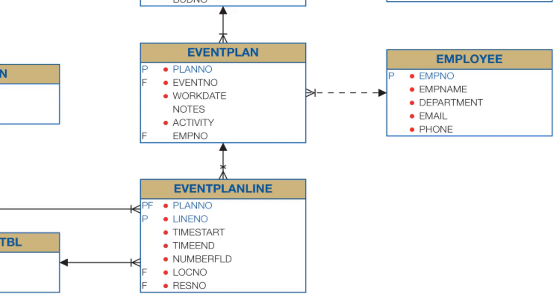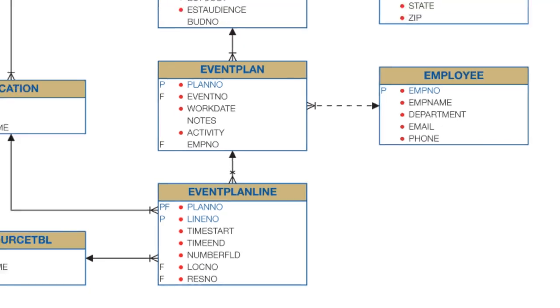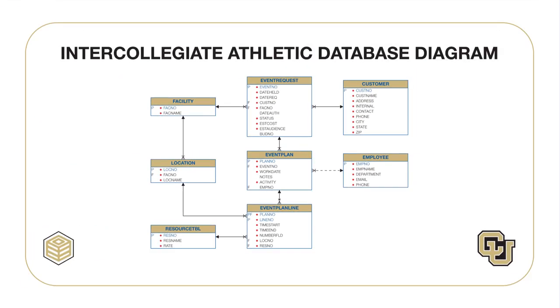The event plan line table contains the individual resources required in an event plan. Resources are assigned to specific locations of a facility. For example, guards may be required at the gates of the football stadium.